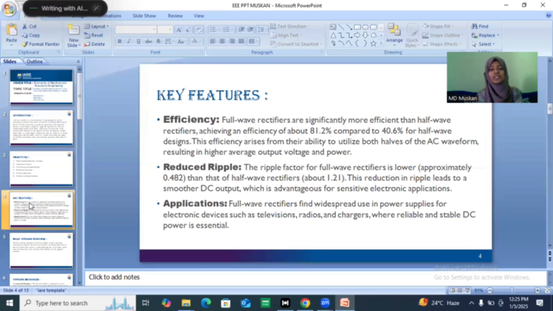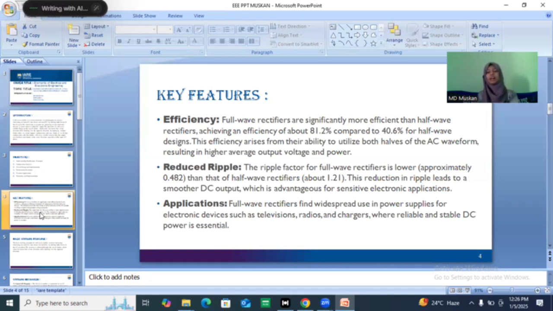Next, coming to the key features of full wave rectification: efficiency, reduced ripple, and applications. Let's discuss them slide by slide. What is efficiency? Full wave rectifiers are significantly more efficient than half wave rectifiers, achieving 81.2% compared to 40.6% for the half wave rectifier. This is due to the ability to utilize both halves of the AC waveform, resulting in a higher average output voltage.